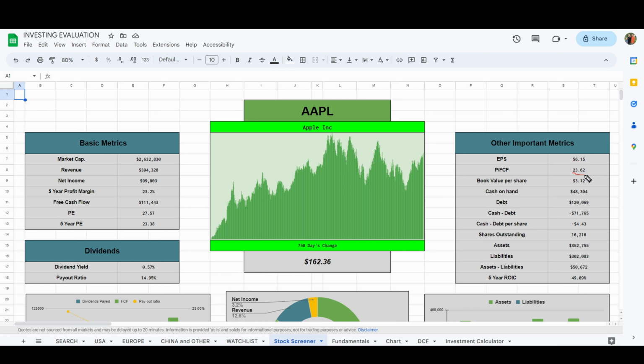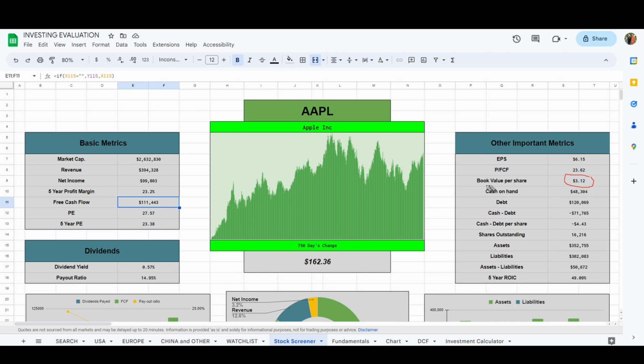The price to free cash flow is the same as price to earnings, but not for net income, but for free cash flow. So basically, in how many years you would make back your money if you bought the entire company, free cash flow wise. This is a very important metric. Unfortunately, you cannot see it as the best thing for Apple because it's only $3 per share.